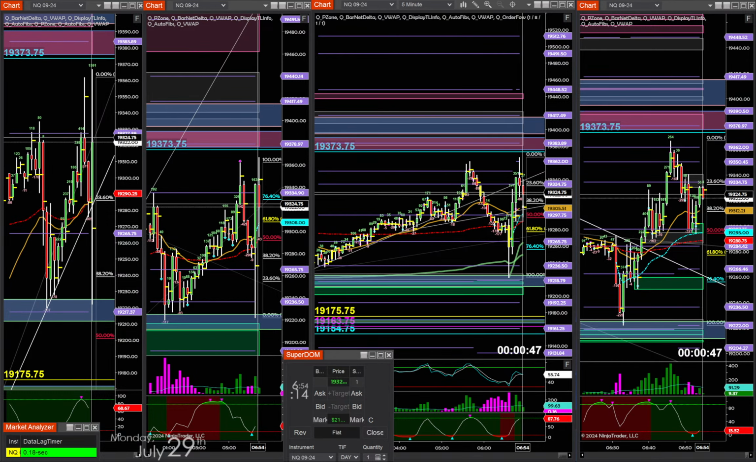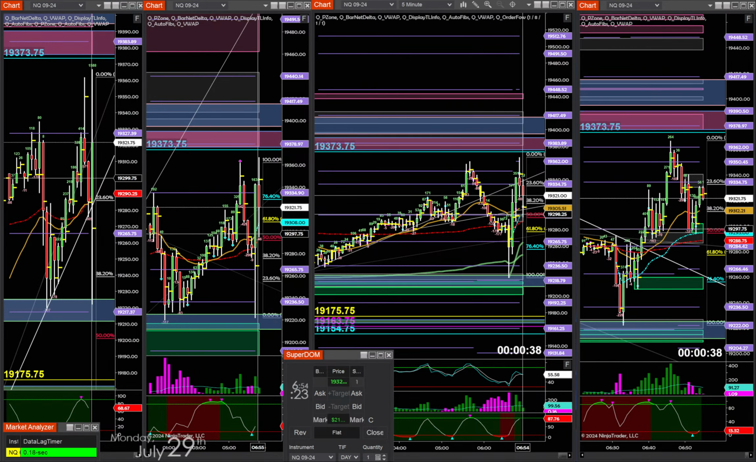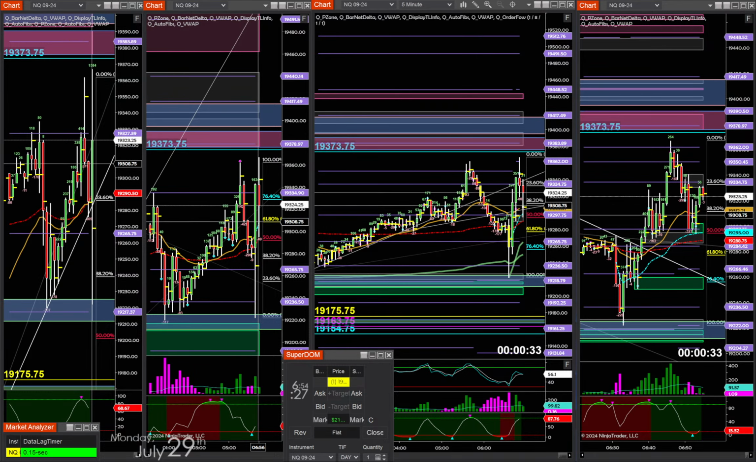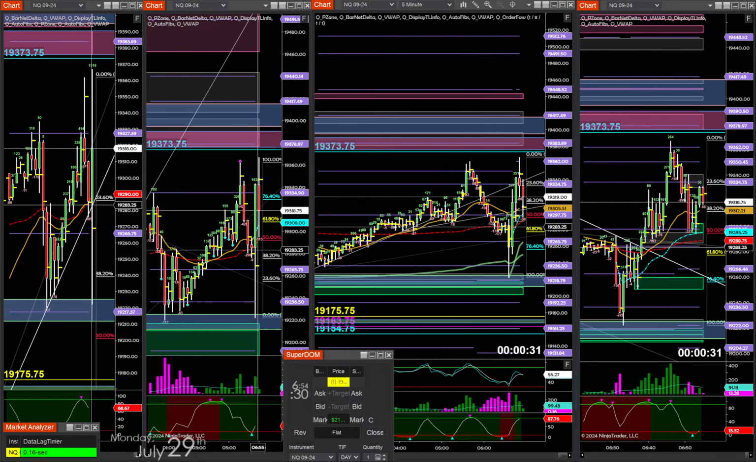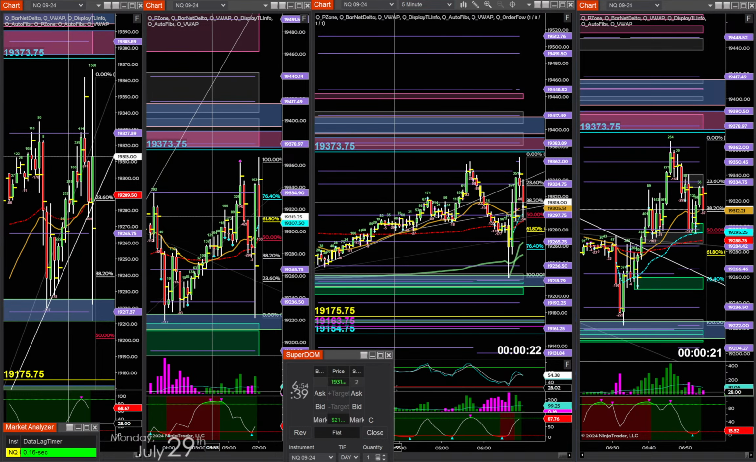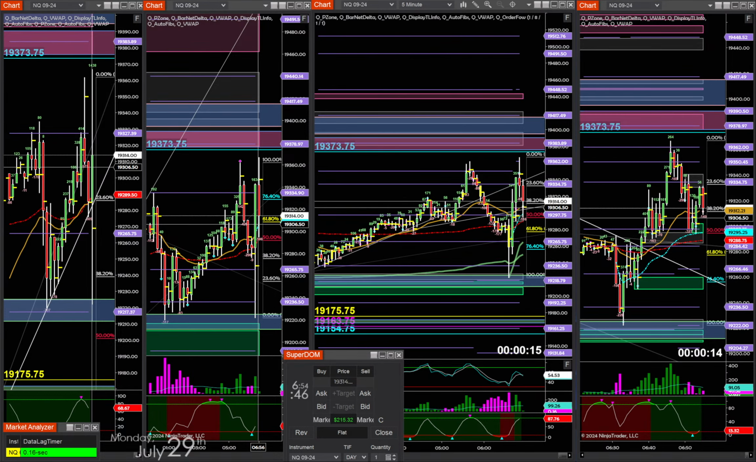All right, it's coming back to the 1 minute POC. On that POC, it bounced right off it. Guess what? It's going to go back and test it, I bet. But again, the 5 minute doesn't confirm that, right? I can't take that short on the 5 minute either because the POC is at the low of the bar. Yeah, that's a nice 215 right there on the one trade. Okay, now it's coming back to the 5 minute POC here.